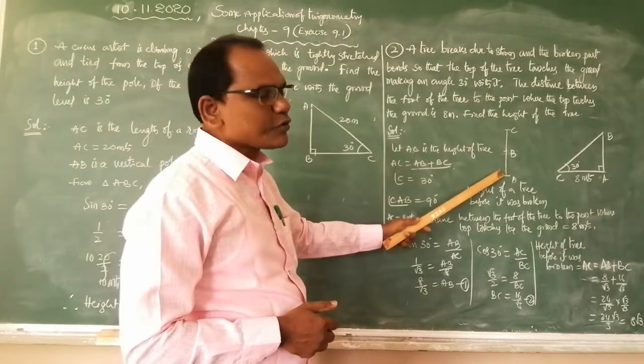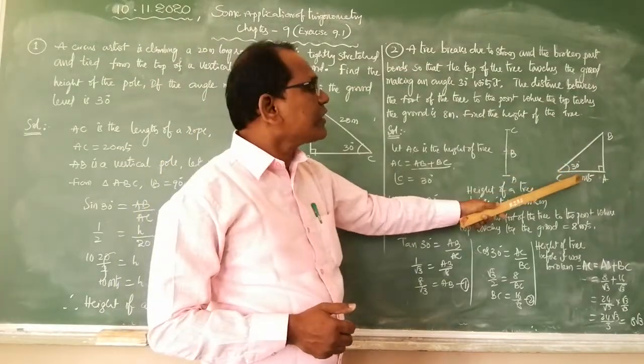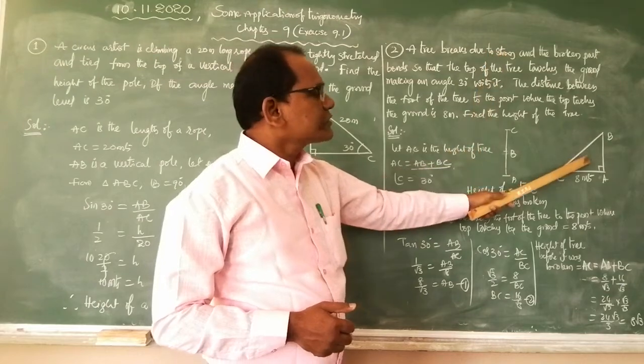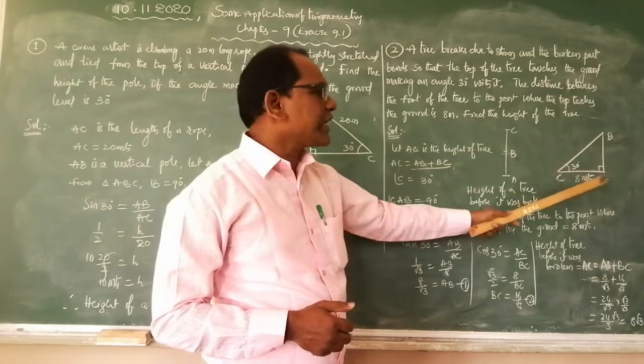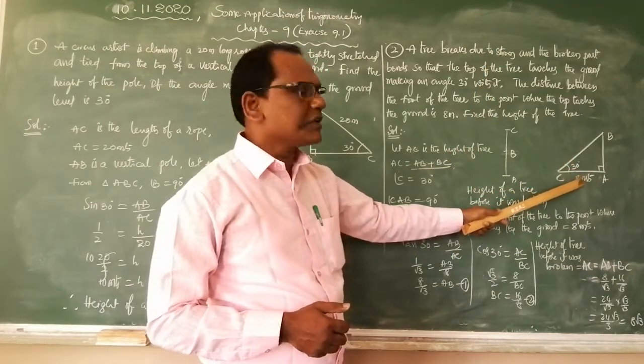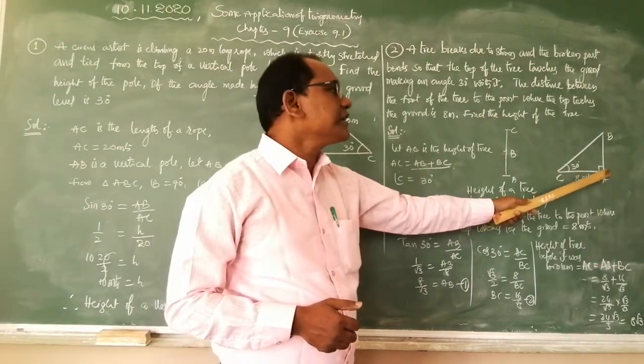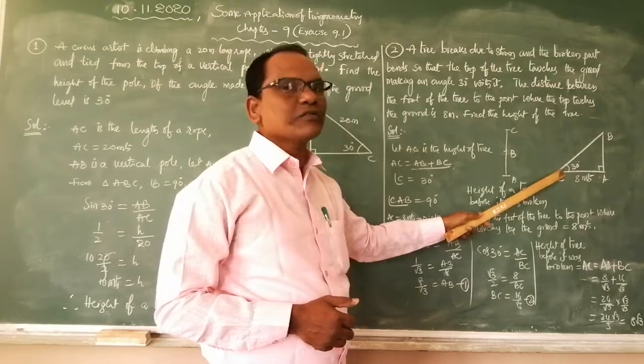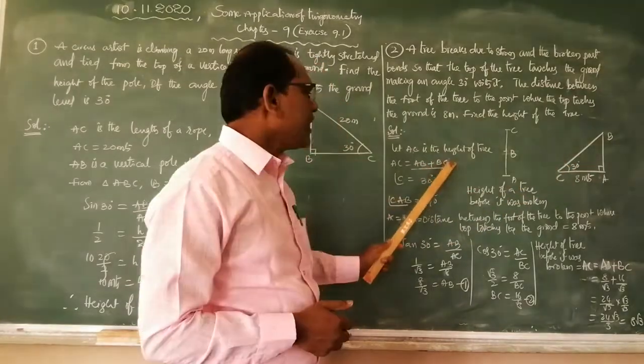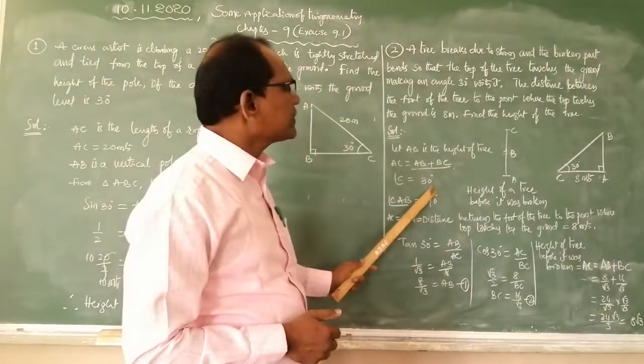This is before it was broken. After that, by the wind, when the top touches the ground, it makes an angle of 30 degrees with the ground. That means we have to find AB and BC, because AB plus BC is the height of the tree. Angle C is given as 30 degrees.